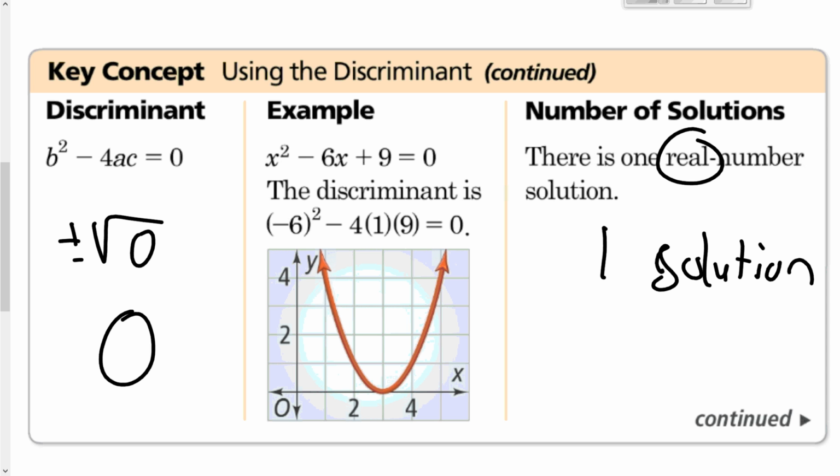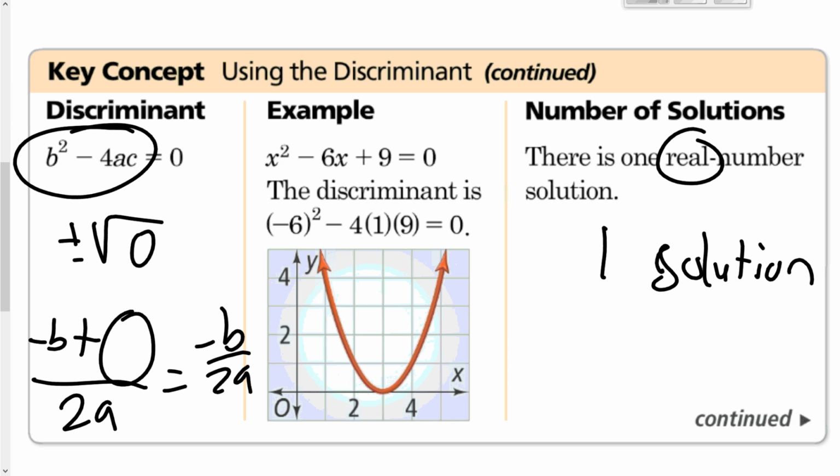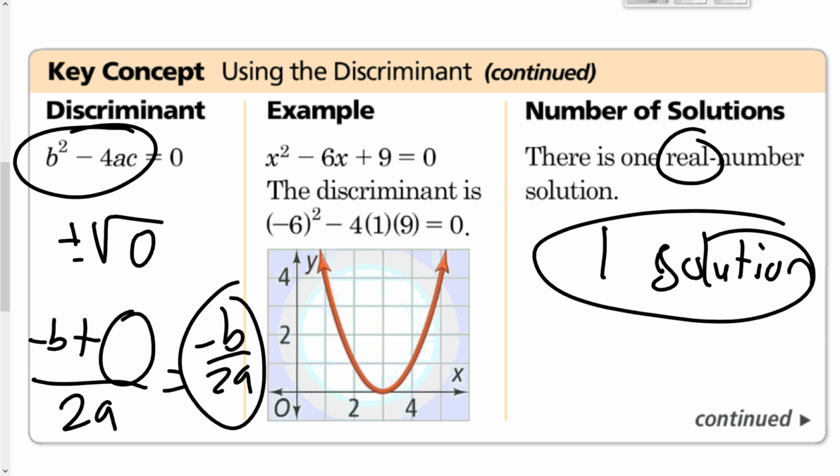Just because when you square root 0 doesn't mean you have 0 solutions. It means you have one solution. Because when you square root 0, you'll just be taking your negative b and adding 0 and then dividing by 2 times a. Well, what's negative b plus 0? That's just negative b. So when your discriminant is 0, what's underneath the square root is 0, then your answer will just be negative b over 2a. And that is one answer, right?